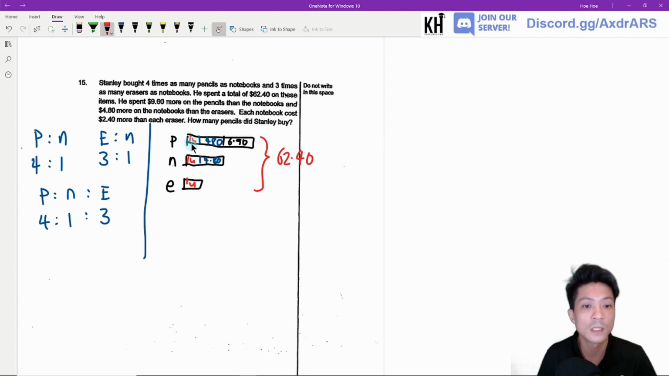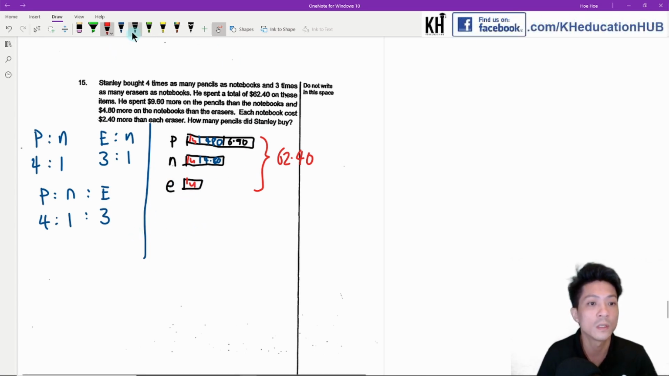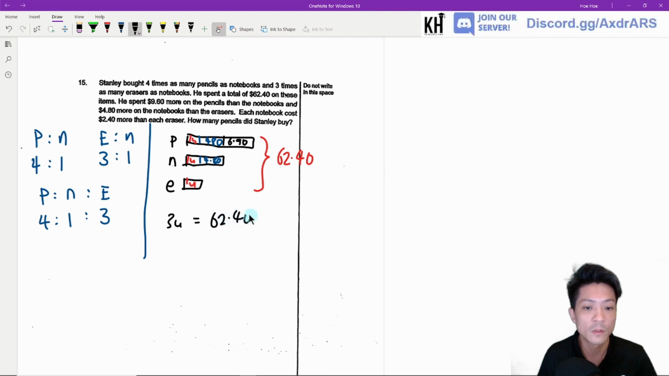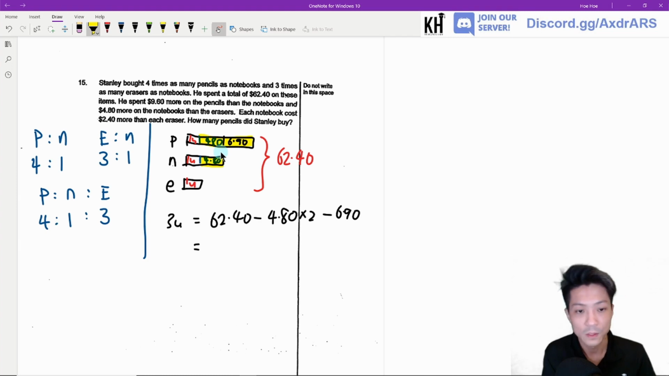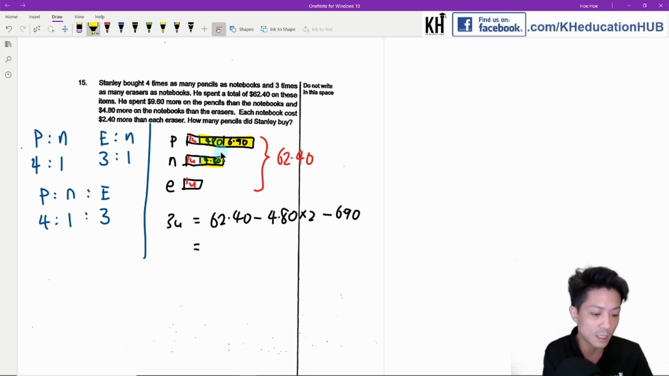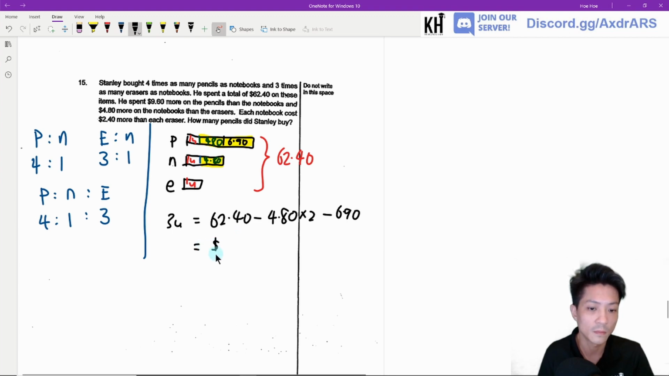Okay, let us figure out how much did he spend on the pencils, notebook, and erasers. So the first thing I'm gonna work on here would be to use 3 units will be equal to 62.40, minus away 4.80 times 2, minus away 6.90. Okay, basically I'm removing all these excess, or the extra, this and this. So 62.4 minus 4.8 minus 4.8 and minus another 6.9. It's gonna be $45.90.